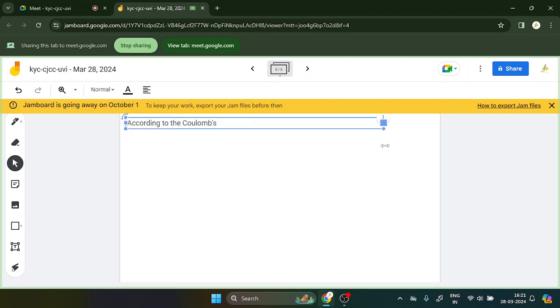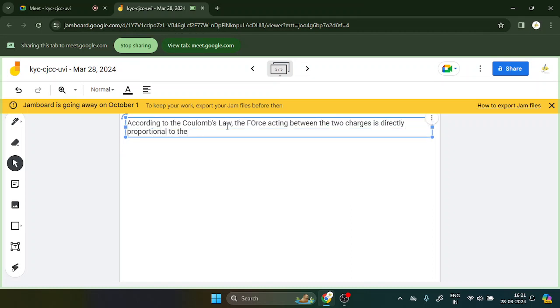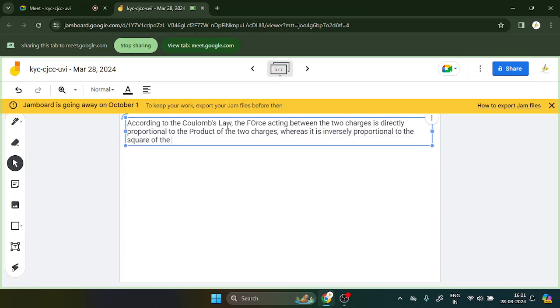So basically, what is Coulomb's law? According to Coulomb's law, the force acting between the two charges is directly proportional to the product of the two charges, whereas it is inversely proportional to the square of the distance between them. Clear? This is the statement for Coulomb's law.